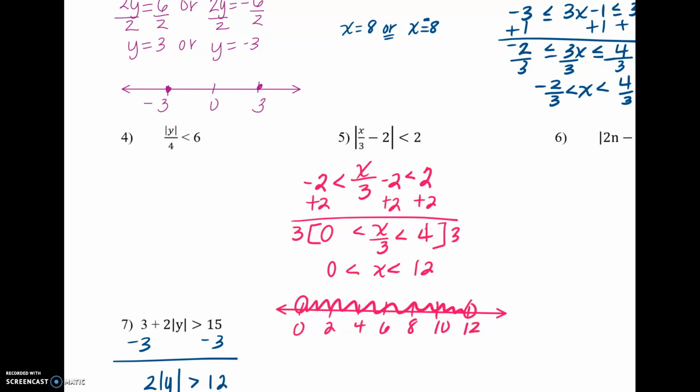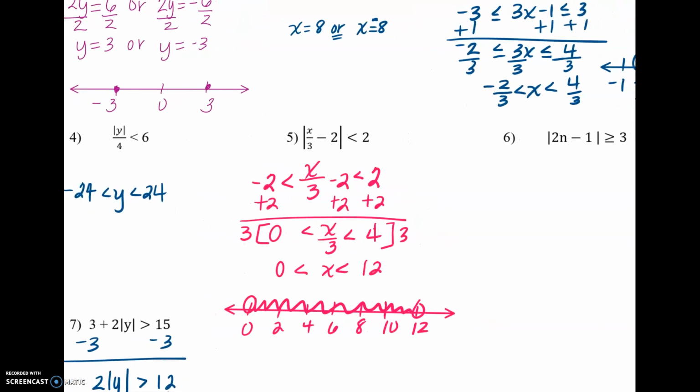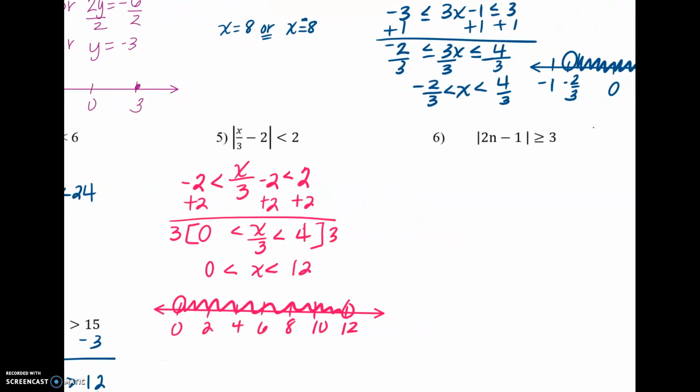You could also do it first, like we did in this last one, by multiplying by 4 and getting the absolute value of y is less than 24, and then say -24 is less than y, which is less than 24. But that will be your solution. So you can do it either way. And that will make sure when you graph those that your solutions are in between -24 and 24, but do not include them.